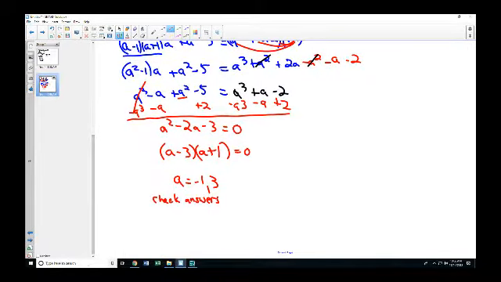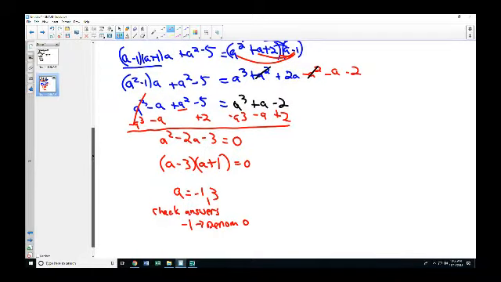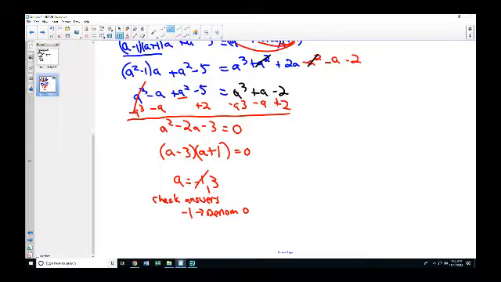This gives us a denominator of 0. It's not a solution. And if you check 3, it in fact does work. So a equals 3. So always check, because you're going to get some invalid results. Because of the way we got rid of the denominator here, you're going to get some results that are probably invalid.